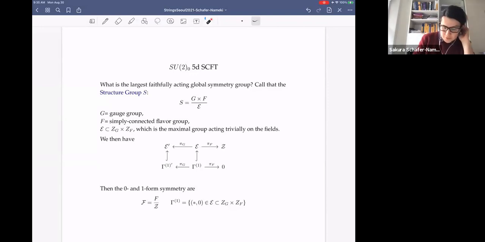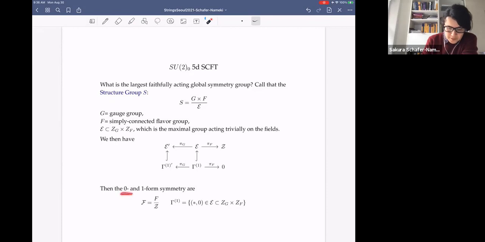So what I want to consider is now how exactly from this structure group we read off, for example, the global form of the flavor symmetry, and also the one-form symmetry. If we have this group E, because it sits in ZG and ZF, we can either project it to G, or we can project it to F, call that E prime and Z. And in fact, of course, the one-form symmetry embeds into that, because the one-form symmetry essentially sits in ZG. And then we can also project that onto the G factor.